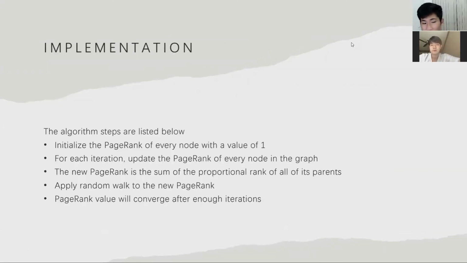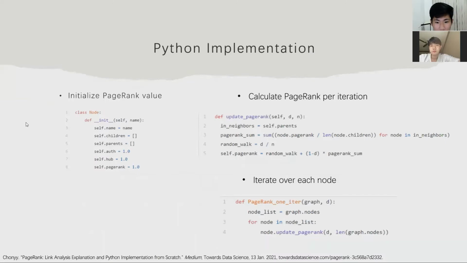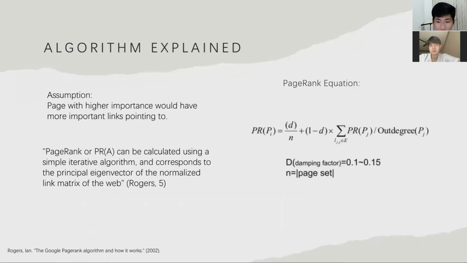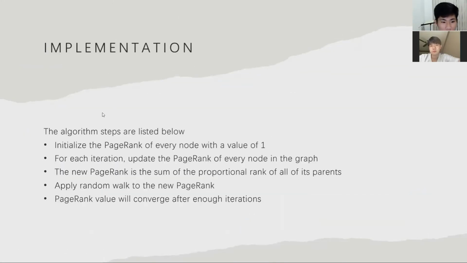So as I explained before, the implementation of PageRank is simply putting this central equation into code. The algorithm steps are as listed below. First of all, we will initialize the PageRank of every node with a value of 1, which is fairly straightforward. We're simply initializing each variable. And second of all, for each iteration, we'll update the PageRank of every node in the graph.